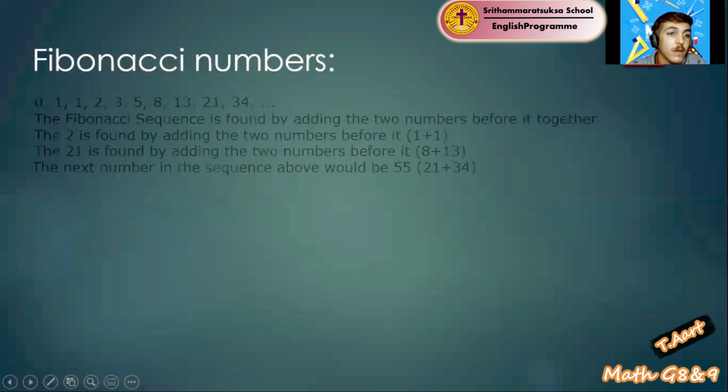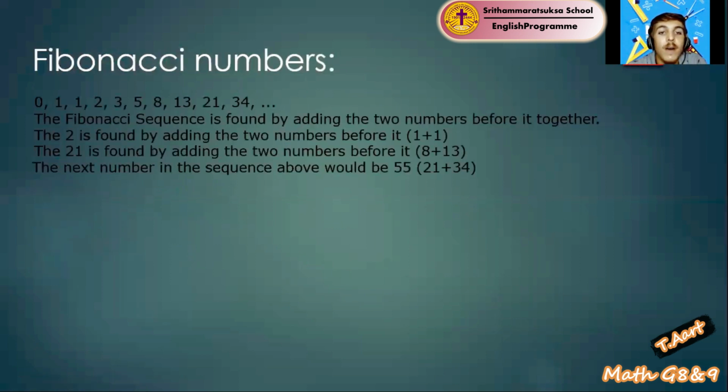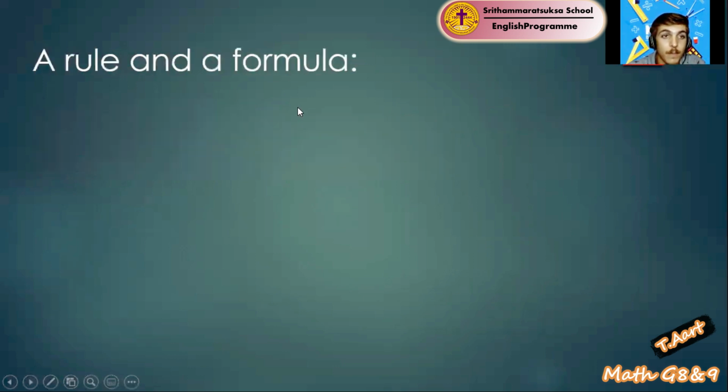Fibonacci numbers are found by adding the two numbers before the number. So 2 is found by adding the two ones before it. 3 is found by adding 1 and 2. 5 is found by adding 2 and 3. And the 21 is found by adding 8 and 13. And the next number in the sequence would be 21 plus 34, which would be 55, and so on.